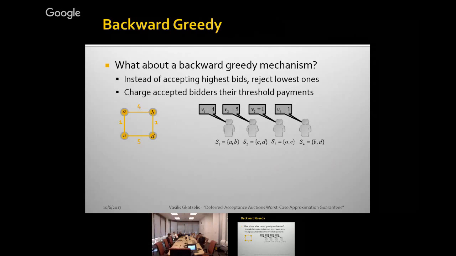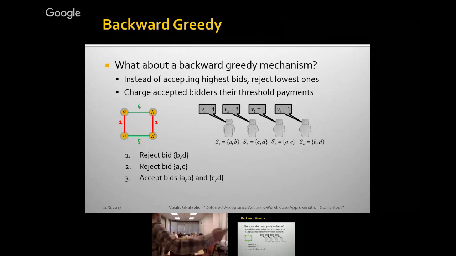And the main theme of this paper is, what if we did this backwards? What if rather than a forward greedy algorithm, we did a backward greedy algorithm? Let's see what it would do then. So rather than accepting greedily, it would reject greedily, right? So it would reject one of these two bidders. Let's say it rejects this one, BD, then reject this one. And then at the end, it accepts the remaining two, right? Because they're there. So it kind of backwards finds its way into the feasibility.